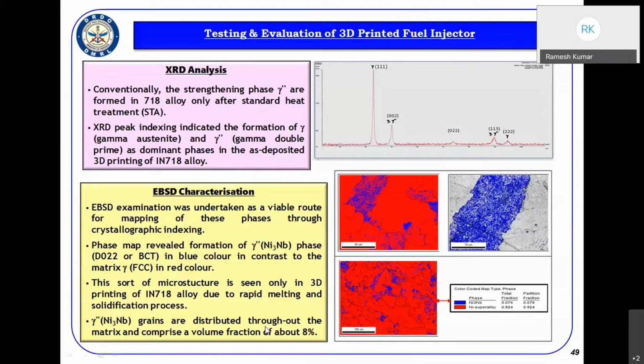What I would like to highlight in this slide is that the strengthening phase, gamma double prime, comes in the conventional process only after heat treatment. But in this 3D printed 709, without any additional heat treatment, we could get 8% of the strengthening phase because it has a very, very fine cellular microstructure. So that is what we could gather from this evaluation by XRD and EBSD characterization.